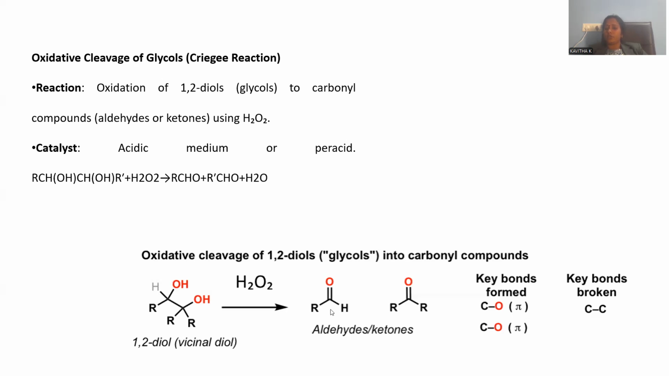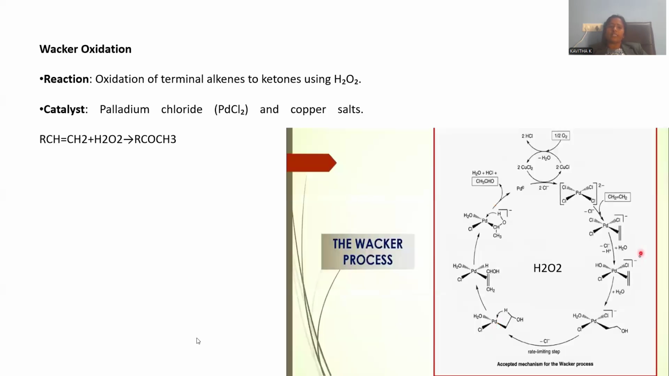Removing hydrogens is also a kind of oxidation. This is the way oxidative cleavage is accompanied by hydrogen peroxide. This is carried out especially in glycols. The next example is Wacker's process. Palladium chloride and copper salts are required where an olefinic double bond is there.